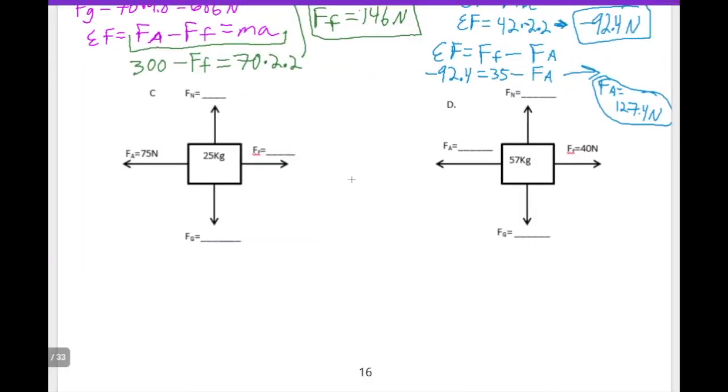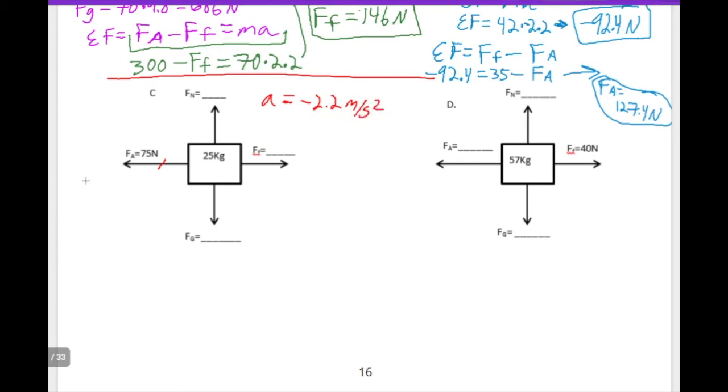Alrighty, we got two more problems left. Let's start with C over here. Again, we see the bigger arrow is pointed to the left, so that means that our acceleration for this problem is going to be negative 2.2. And again, acceleration is meters per second squared.